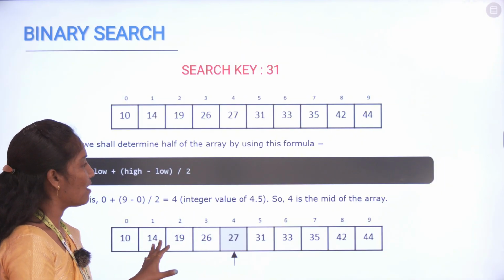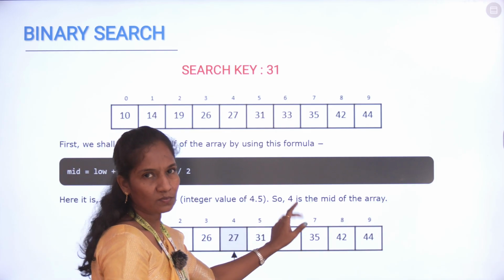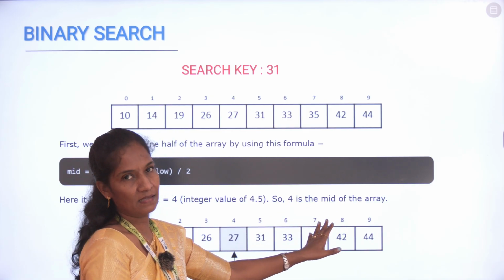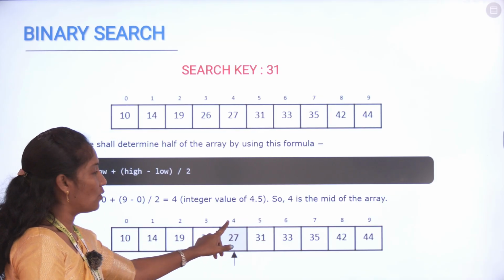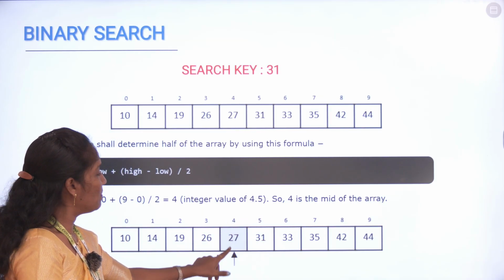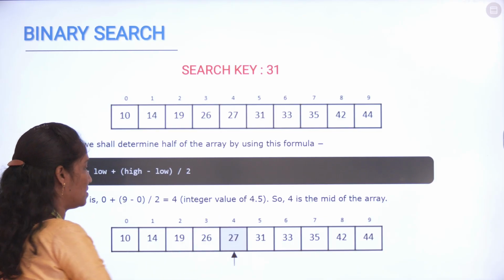We take only the integer value, which is 4. So 4 will be considered as the mid of the array. Now the index 4 has been chosen, and this will be considered as the mid of the array for this binary searching.